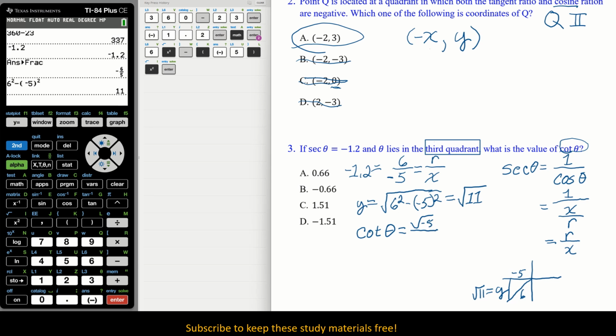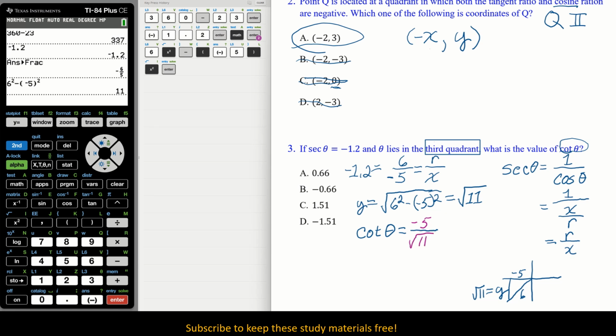Oh, I say it, then I write it wrong. Oh my goodness gracious. Jumping way ahead of myself there. Okay, not good. Okay, so we have -5 over the square root of 11.